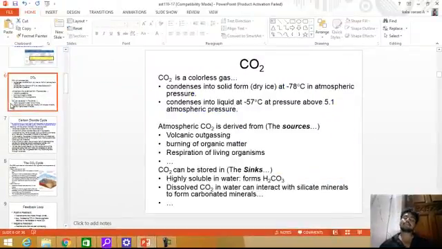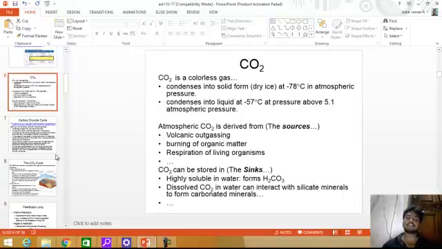We know that CO2 is a major greenhouse gas. CO2 is a colorless gas, condenses into solid form at minus 70 degrees Celsius at atmospheric pressure, and condenses into liquid at minus 57 degrees Celsius at a pressure of about 5.1 atmospheres. Atmospheric CO2 is derived from volcanic outgassing, burning of organic matter, and respiration of living organisms. CO2 can be stored in sinks, and is highly soluble in water.